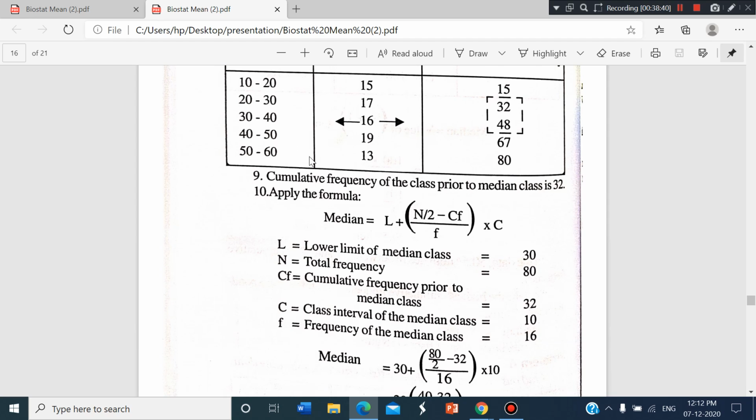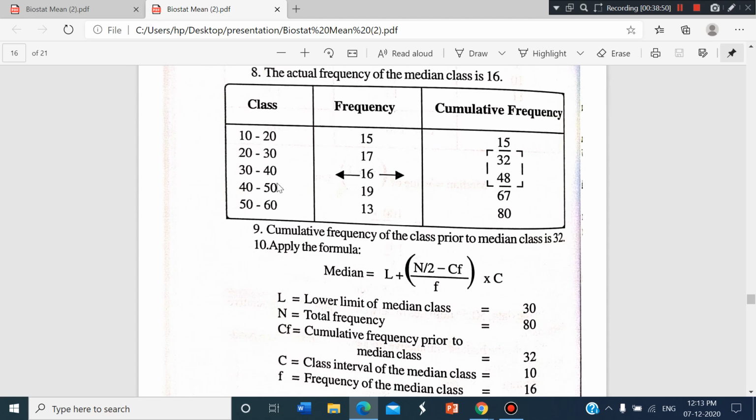Now the class interval, it is a class interval of 10, capital C. Then F, that is the frequency of the median class. What is the frequency? The median class is 30 to 40. The frequency of the median class is 16.